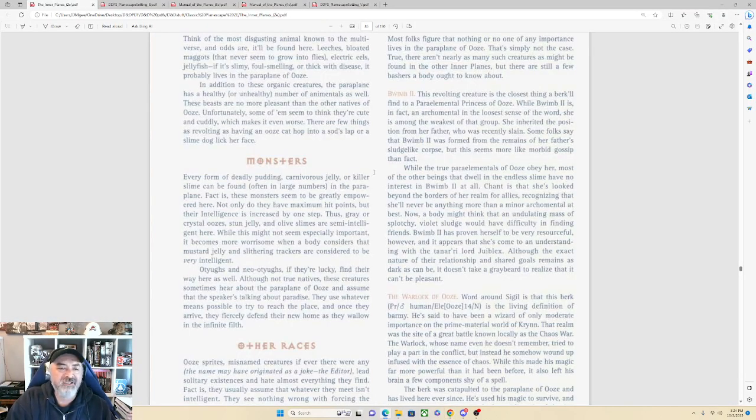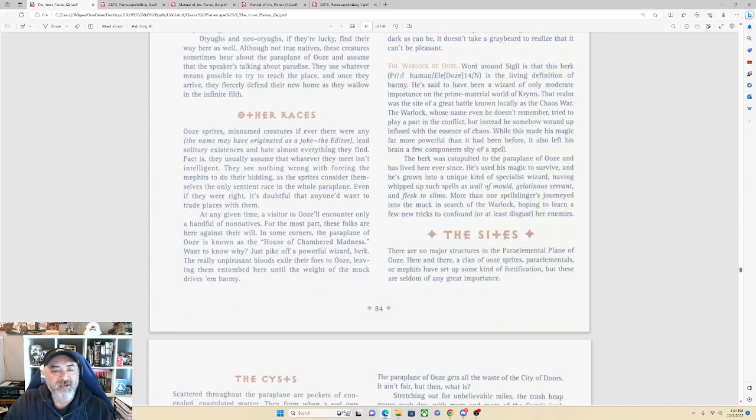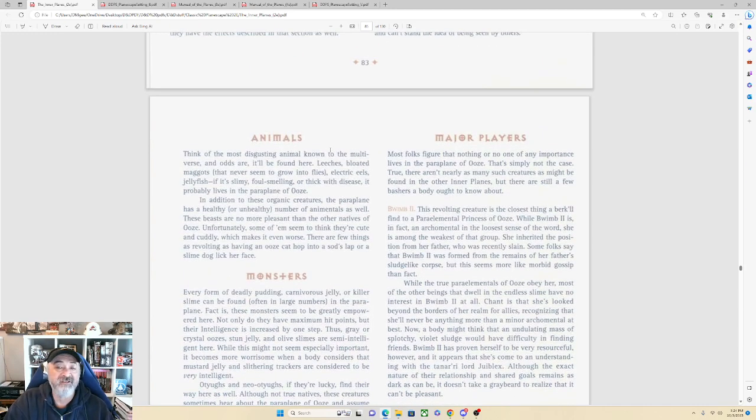Carnivorous jelly, killer slimes, oitugs, neo-oitugs, baernal. God, what are those things that hang off the ceilings? Anything, stun jellies, olive slimes, crystal oozes, all of that kind of stuff is happy, joy here. Other races, other than the natives, everything else is a visitor, okay?